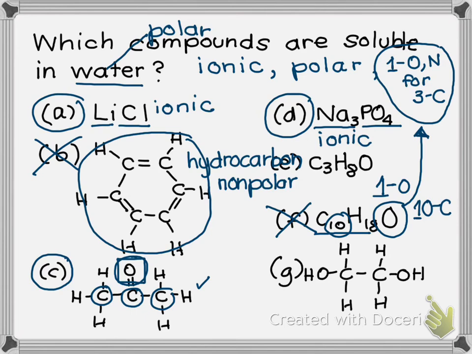And then letter G, I see an oxygen, so I have 2 oxygens on here, and 2 carbons. Well, that's a good ratio, 1 of each. So that one water should be able to hydrogen bond with, and it will dissolve. So I expect, because they're either ionic, polar, or they have the good carbon to hydrogen ratio, that A, C, D, and G will all be soluble in water.